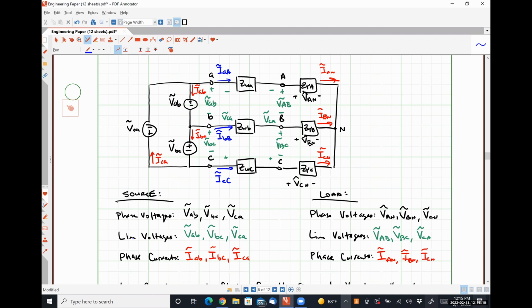So generally speaking, for Y connected systems, the phase currents and the line currents represent the same thing, but we might have to include a negative sign to change the direction just because of the convention that we happen to have adopted. Okay. All right, so it's 12:15.